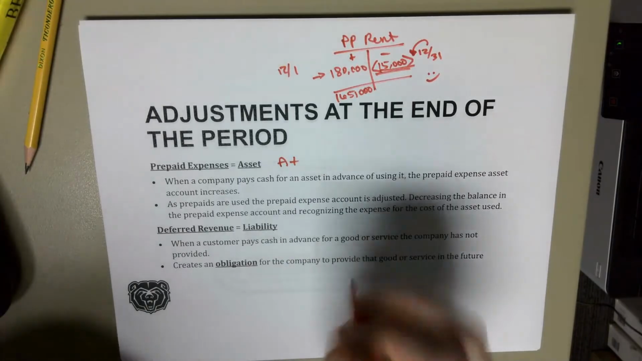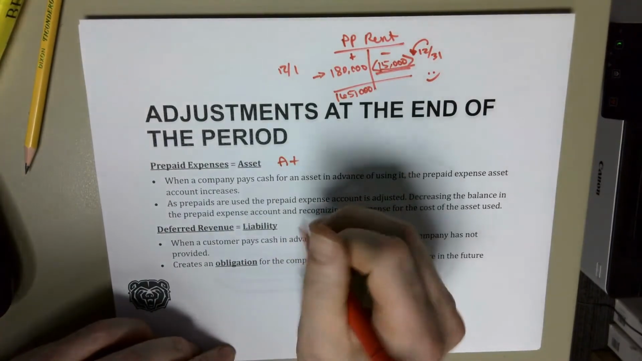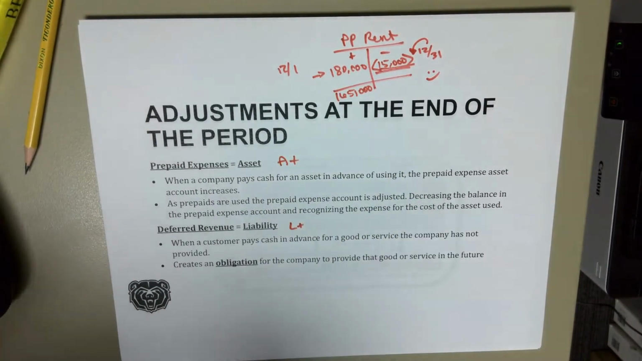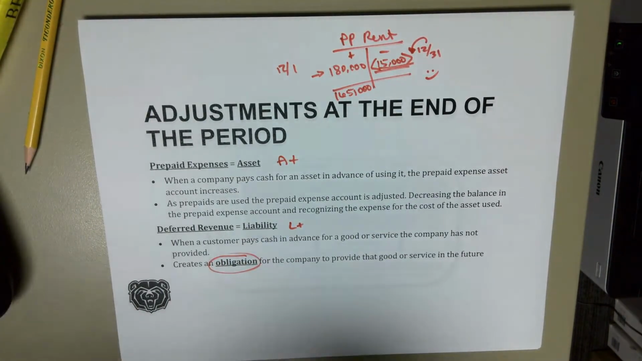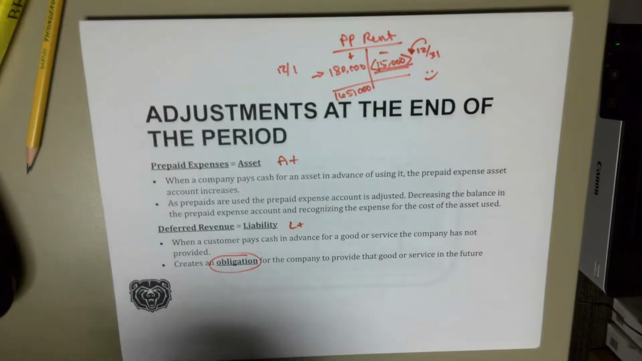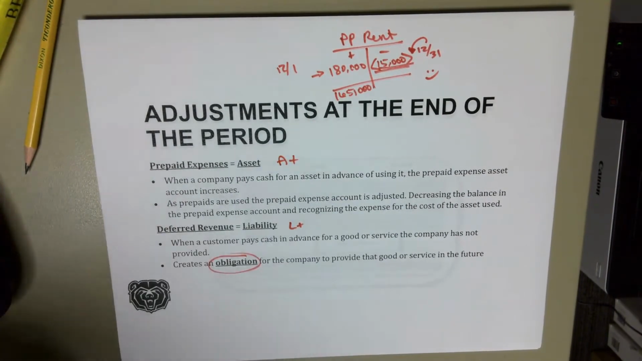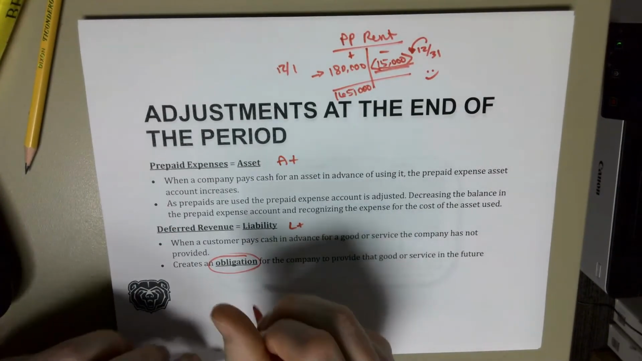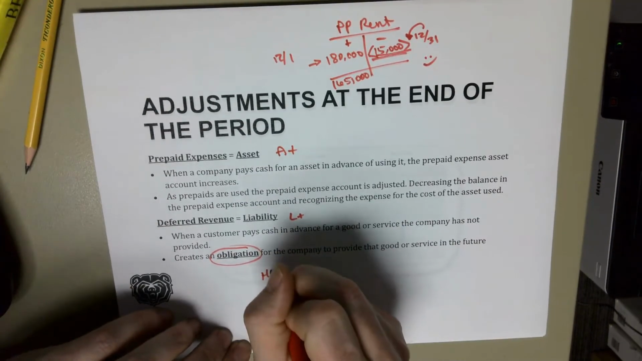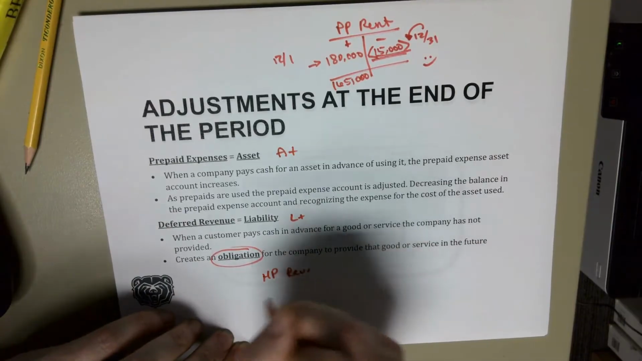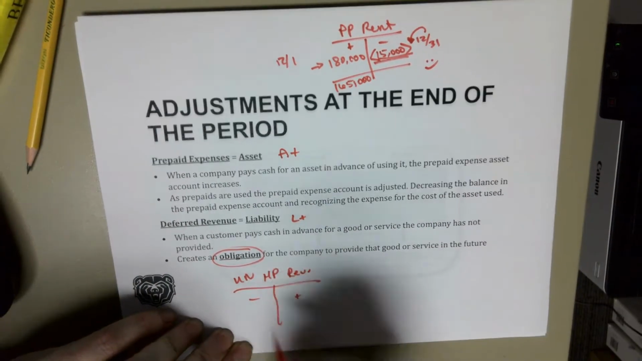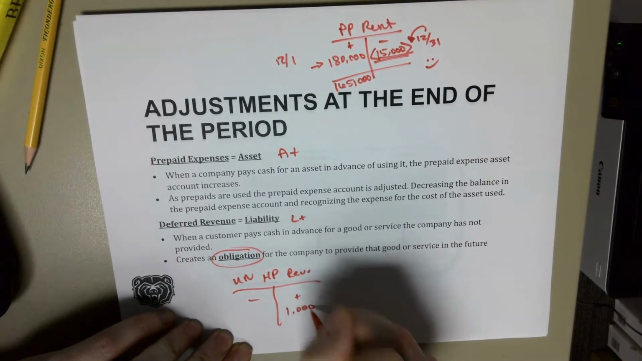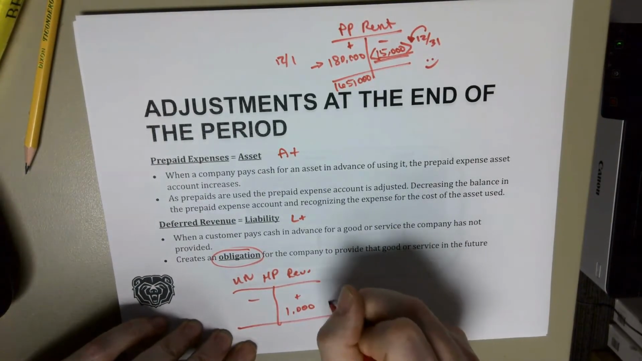Deferred revenues are kind of the same thing, just the opposite side of the coin, right? So these are increases to liabilities when we first see them. We know that because we got the word obligation here. These create an obligation for us. So this is you paying me $1,000 to paint your house, right? So I've got my unearned house painting revenue right here. So unearned house painting revenue. You gave me $1,000 to do it. This was on December 1st.